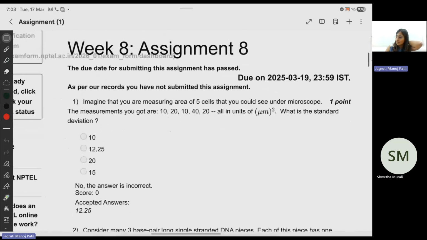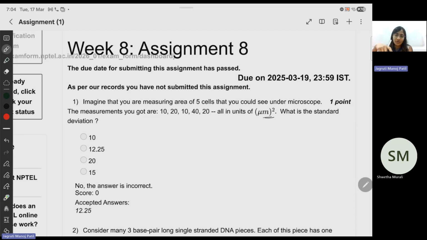Let's see. Imagine that you're measuring the area of 5 cells that you could see under a microscope. I don't think you can ever do this by measuring under a microscope. Instead, you'll have to use some software such as ImageJ. And you get some measurements there: 10, 20, 10, 40, 20. Those have a unit of, let's say, micrometer square. What would be the standard deviation?